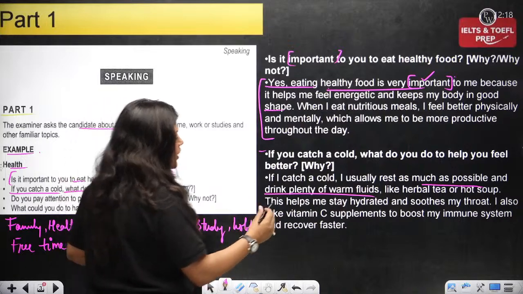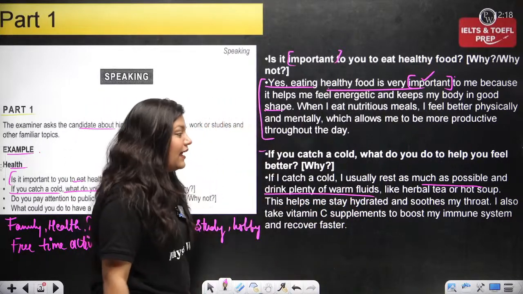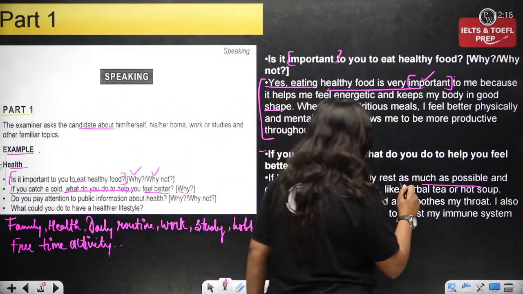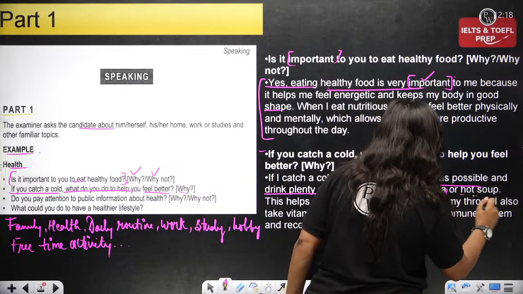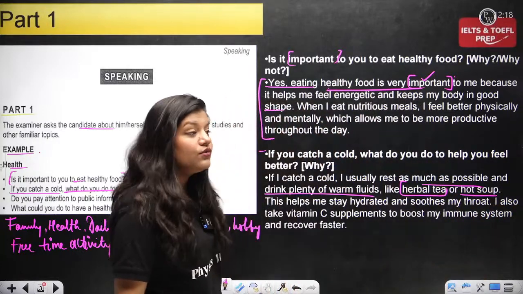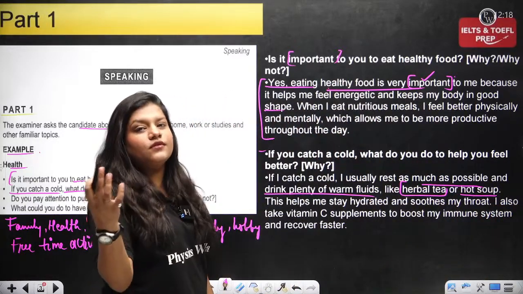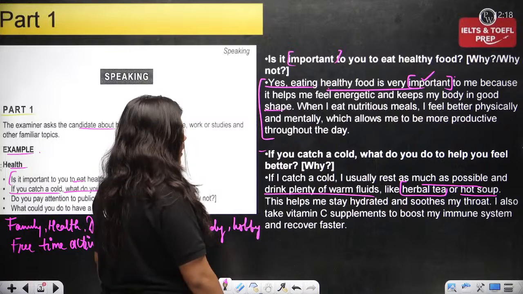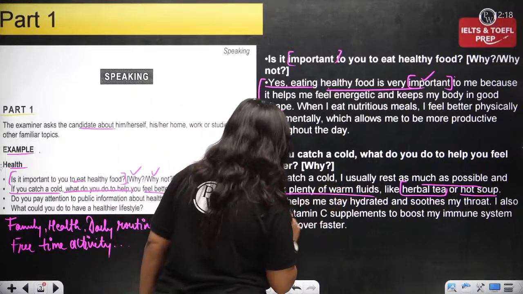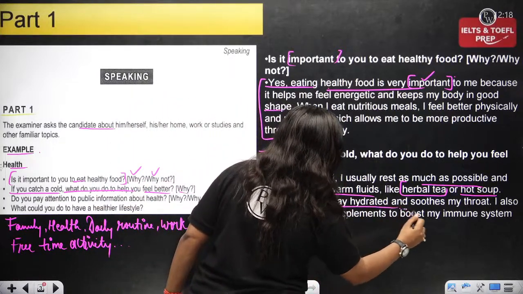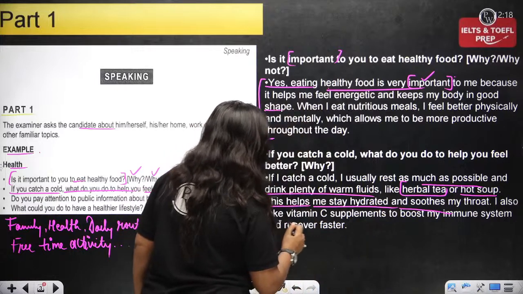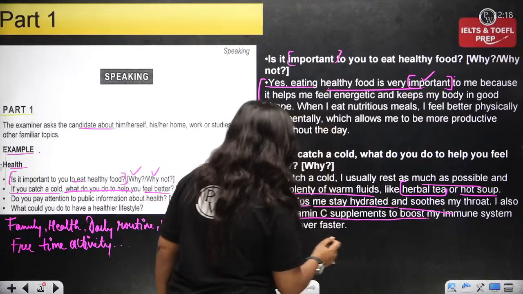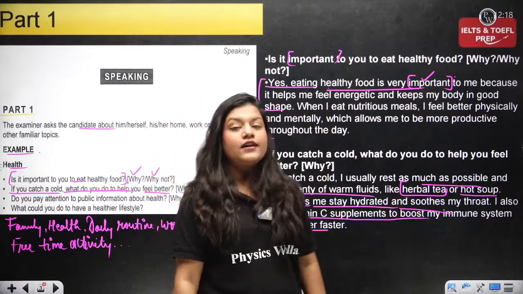क्लियर? तो ड्रिंक प्लेंटी ऑफ वार्म फ्लूइड्स लाइक हर्बल टी. काढ़ा को वी से हर्बल टी, ठीक है, और हॉट soup. Instead, you can use these words in order to complete the sense, or if you want to actually use these things. Okay? This helps me to stay hydrated and soothes my throat. I also take vitamin C supplements to boost my immune system and recover faster.